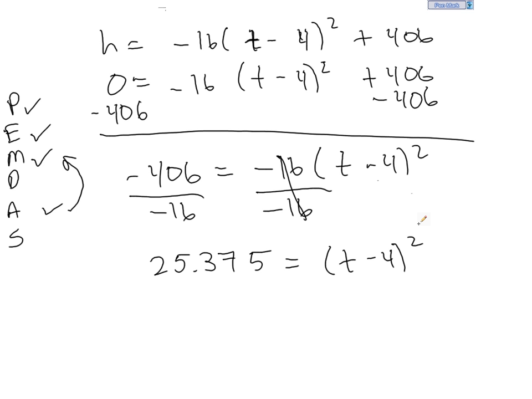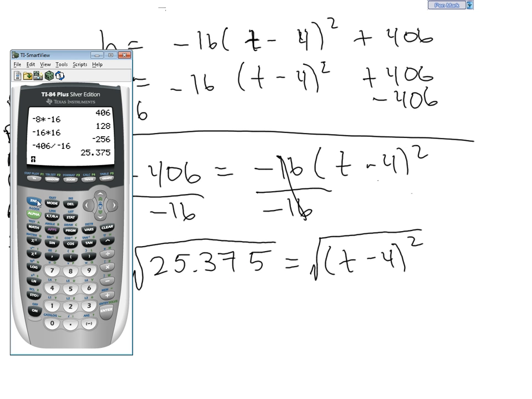Well, it might be tempting to try to FOIL it, but we don't want to do that because then we'll end up with a t squared and a t again. But what do we do? We did an exponent, right? We took the square. So the opposite of doing a square is a square root. So I'm going to take the square root of both sides. And importantly, the value that multiplied by itself gives me 25.375 is a positive or a negative value, because a negative times a negative is a positive, and a positive times a positive is a positive.